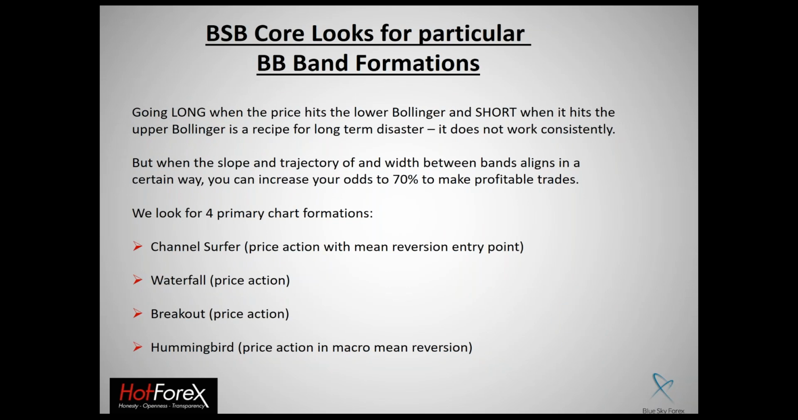Okay. However, now the slope of the Bollinger Bands, the trajectory and the width between the bands, if these align in a certain way, they essentially present themselves as a visual formation of the bands. And identifying these formations of the bands will definitely increase the chances of making the right trading decision. Okay, so they increase the odds of you winning the trade. And today we'll be looking at the 4 primary chart formations that we have here in BSB core strategy.